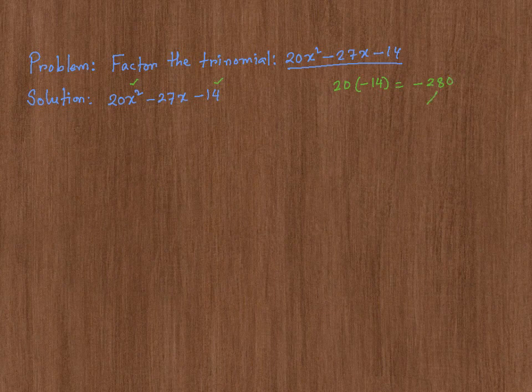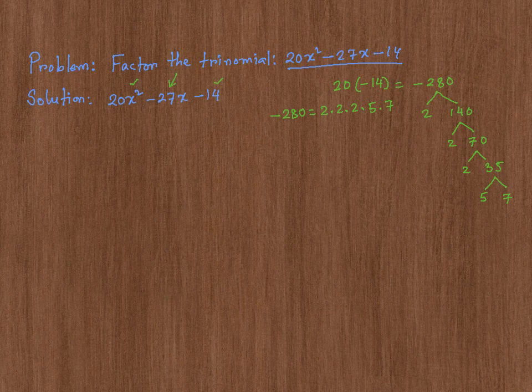And we do a prime factorization of 280. 2 times 140. 2 times 70. 2 times 35, and obviously 35 is 5 times 7. So negative 280 could be written as 2 times 2 times 2 times 5 times 7. Now we kind of have to play around with these primes and see how we can come up with two factors so that they add up to the coefficient of the middle term, which is negative 27.